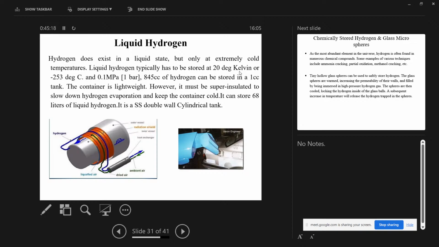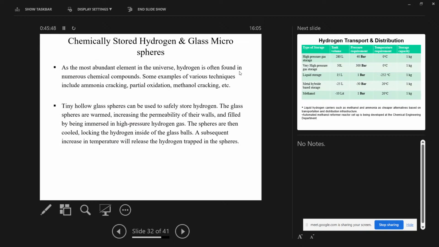So it should be super insulated to store the hydrogen so that it cannot evaporate and keeps the container cool. So you can see the small SS, or the stainless steel or other kinds of metal, which would be helpful for making the cylinder tanks in these conditions. Now India is also coming up with synthesis of this liquid hydrogen. You can easily use it.